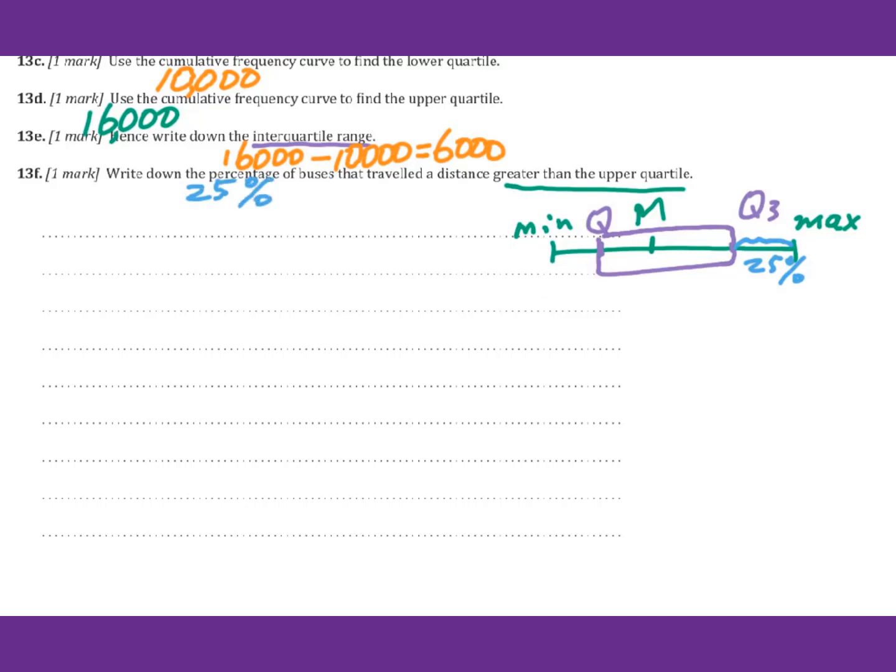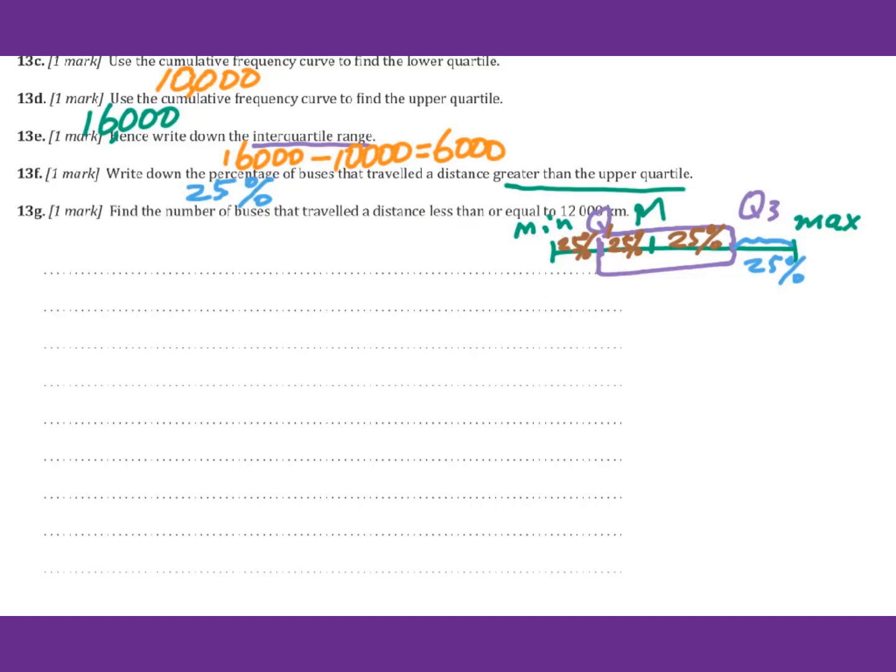We know in the whisker plot, from minimum to the first quartile, that's 25%. First quartile to median, that's 25%. From median to the upper quartile, that's 25%. So remember this fact.